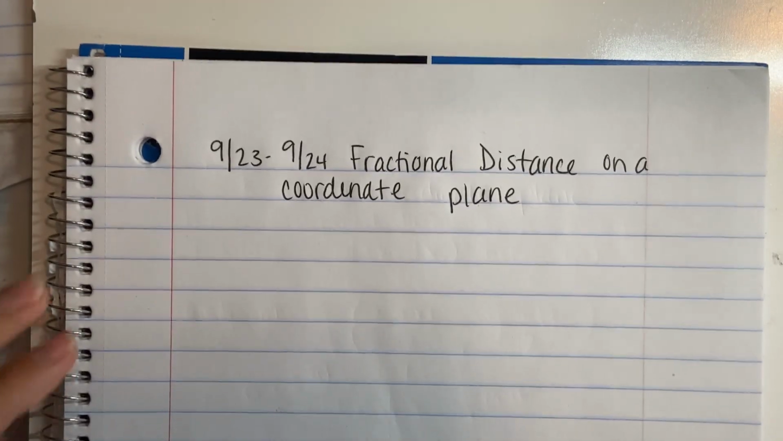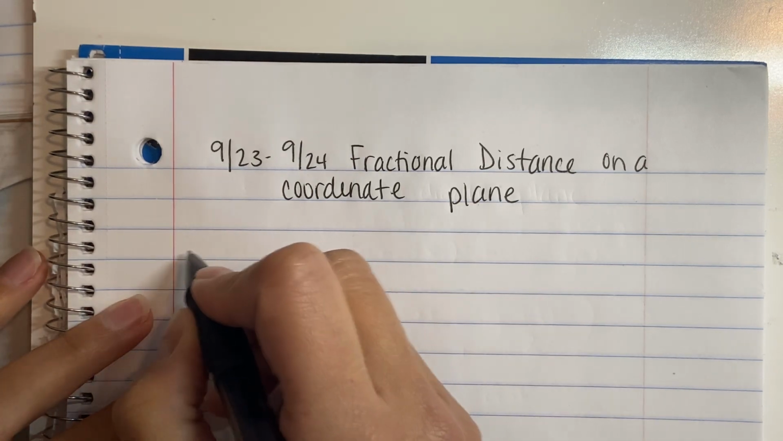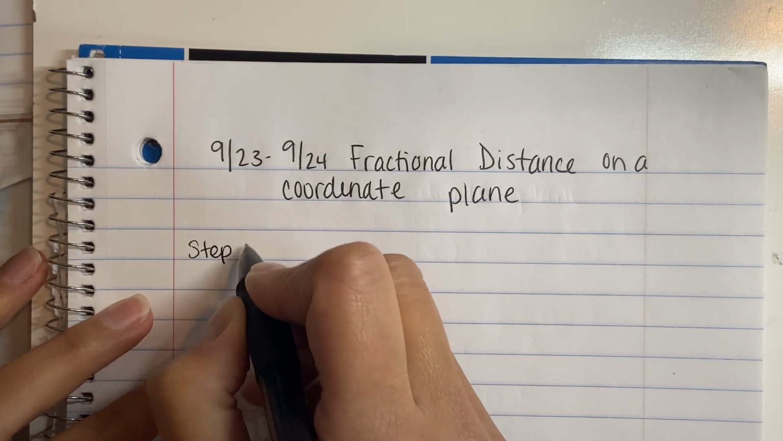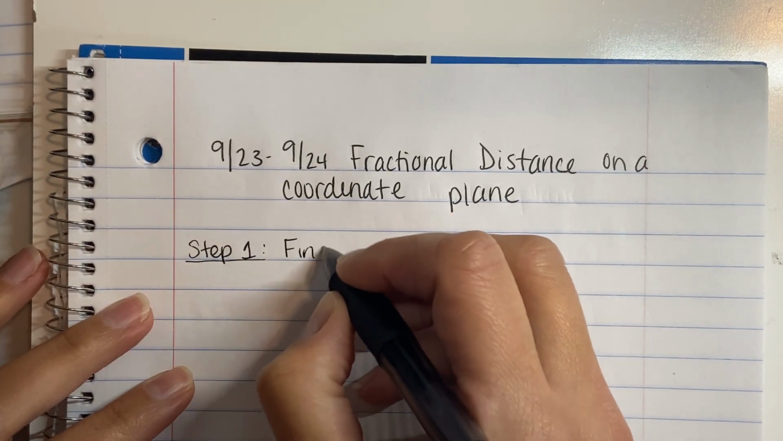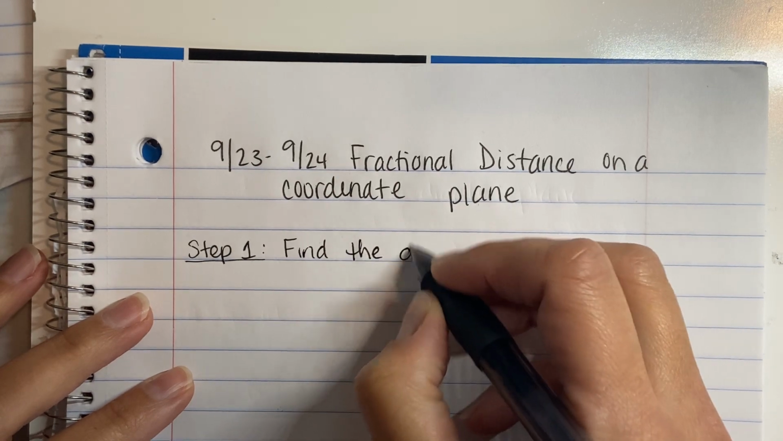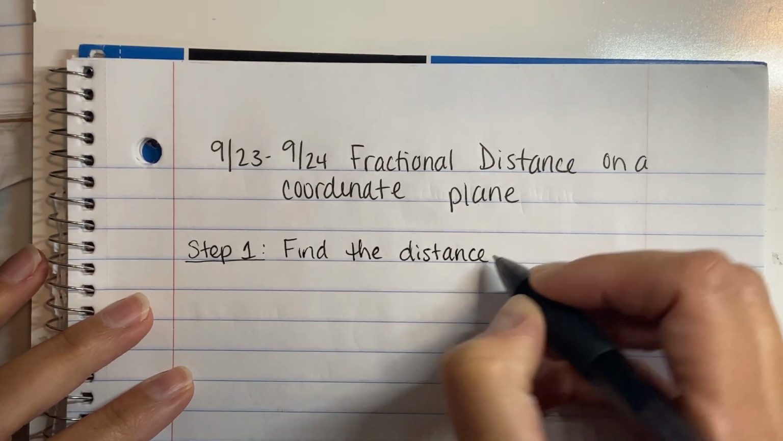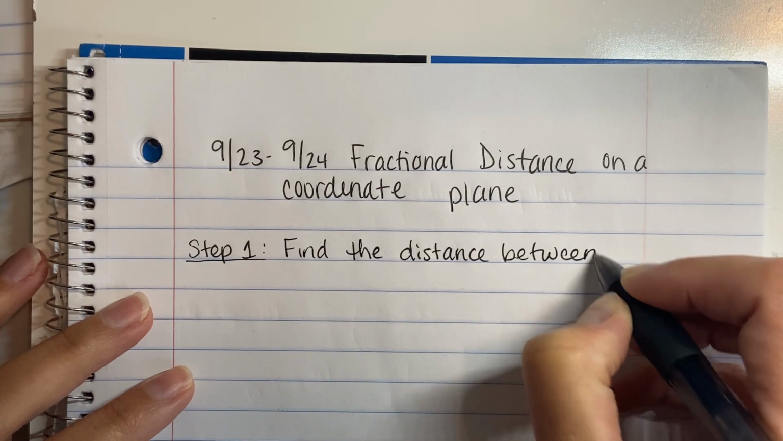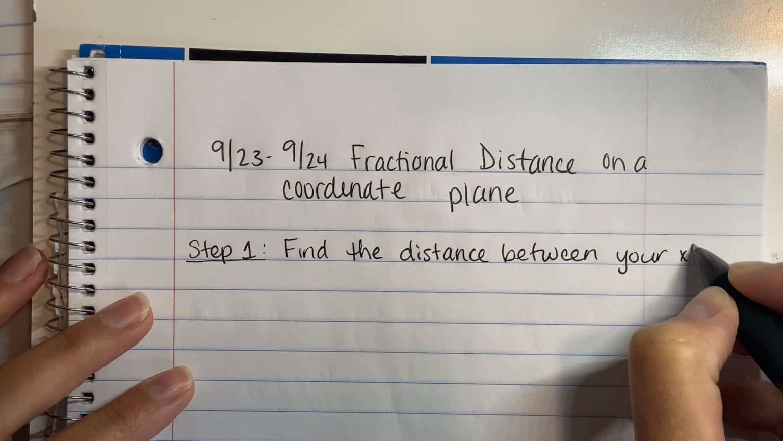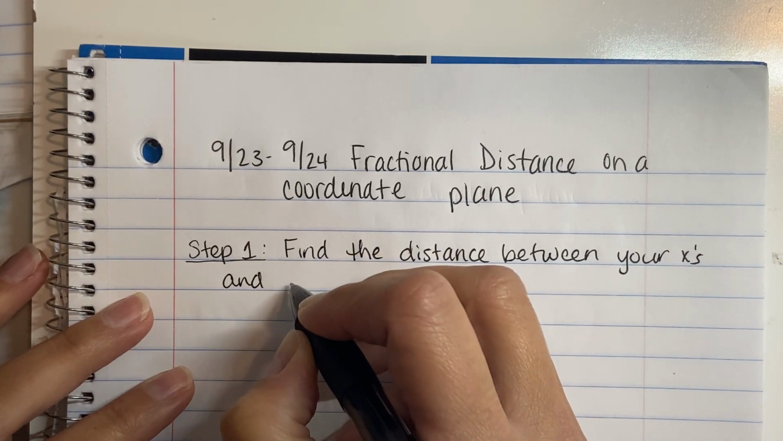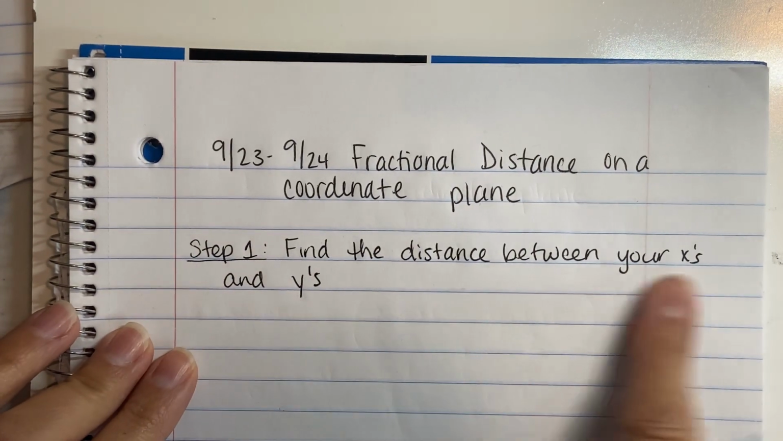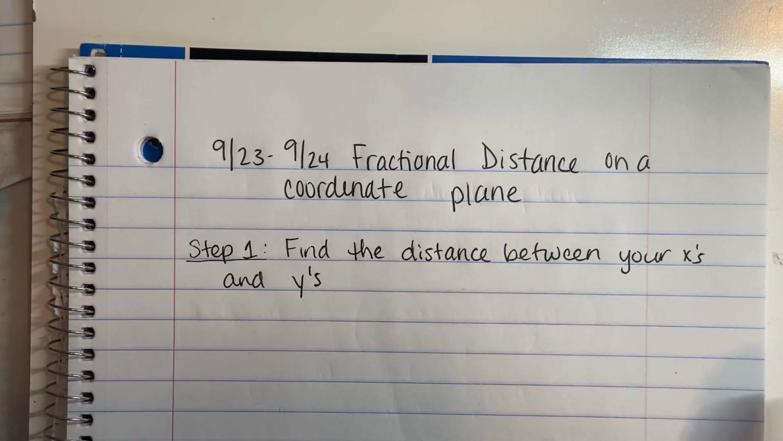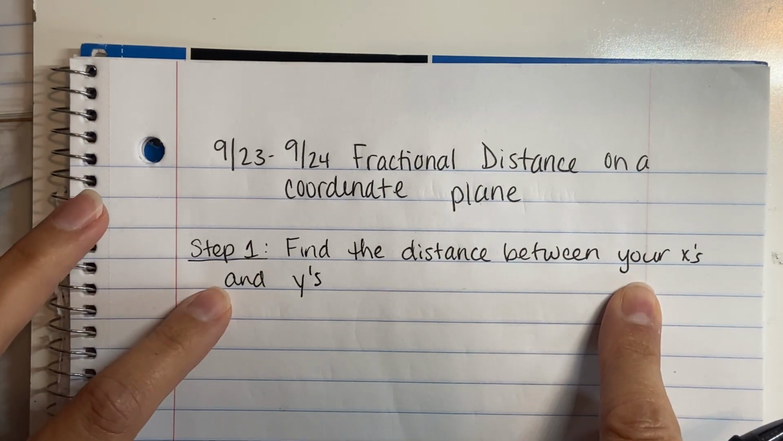Okay, so step 1 is find the distance between your X's and your Y's. So you're gonna get 2 different distances. And I like to put dx and dy, distance for X, distance for Y. And you'll see how I write it later. So it's kind of the same as your distance on a number line. Find the distance between the 2 points, find the distance between your X's, find the distance between your Y's.